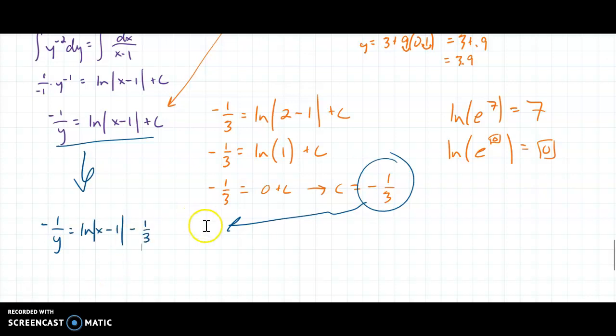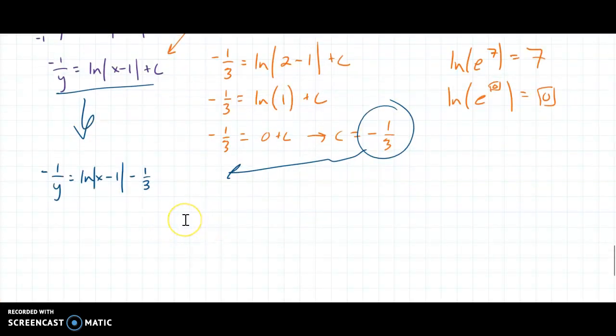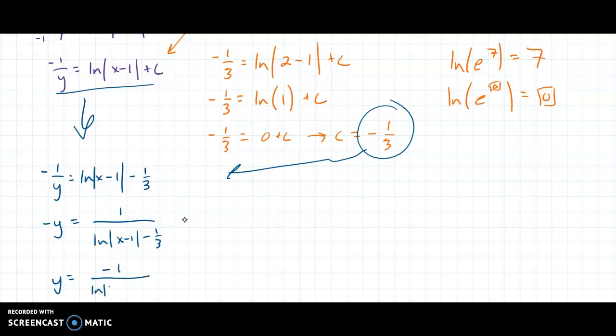And then this goes back to what I did in the previous video about flipping things, right? If I flip the left side, I get negative y. And if I flip the right side, I get 1 over ln absolute value x minus 1 minus 1/3. And then I can multiply by that negative 1 and get y equals negative 1 over ln absolute value x minus 1 close minus 1/3.